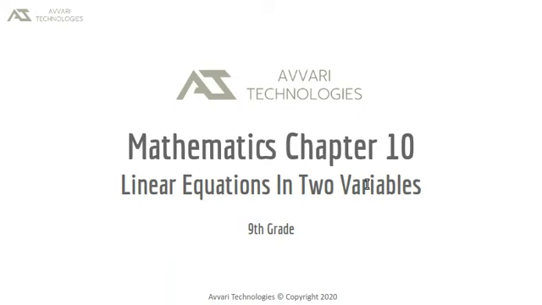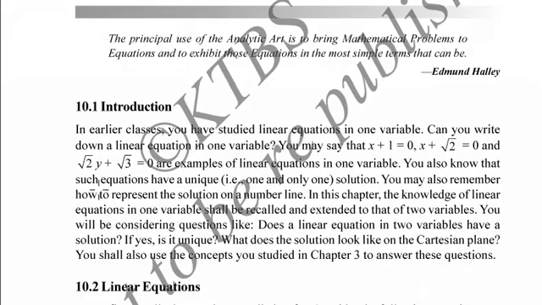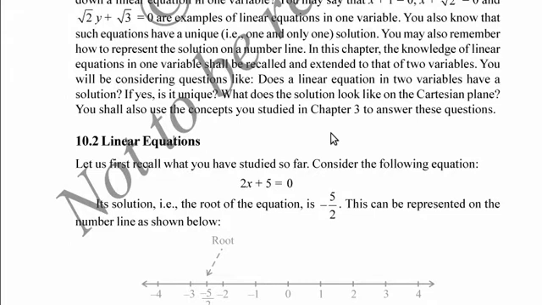In this presentation, we will study chapter 10, linear equations in two variables. In our previous classes, we studied linear equations in one variable. Some examples of linear equations in one variable are x plus 1 is equal to 0, x plus square root of 2 is equal to 0. Here we can notice we can only see one variable in both the examples. Now let us extend this idea to linear equations in two variables.